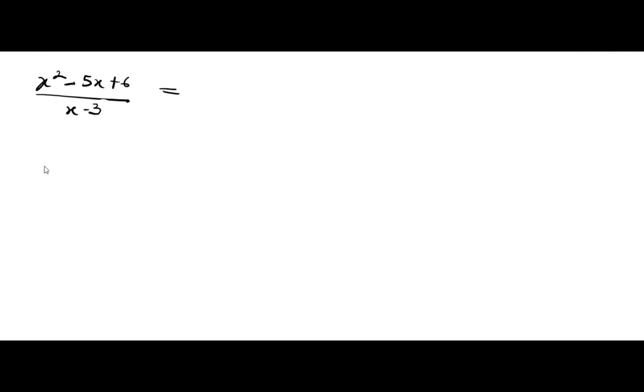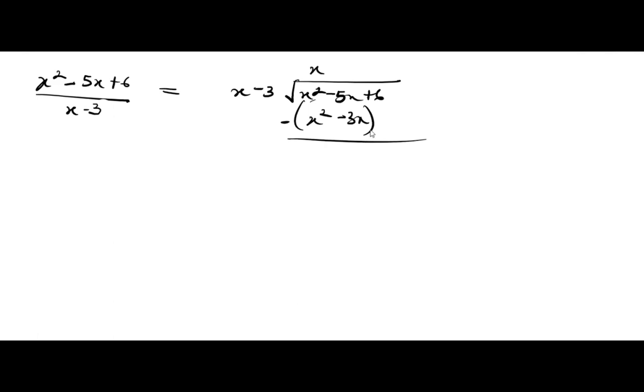Alright, let's carry out this division using the long division method. So I'm going to write the denominator outside, x minus 3. Then I'm going to write the numerator inside, x squared minus 5x plus 6. So all I'm going to do is use this x squared to divide this x. So we have x squared divided by x. So you have x. Then you have x times x, so you have x squared. And x times minus 3, you have minus 3x. So what I'm going to do now is subtract.